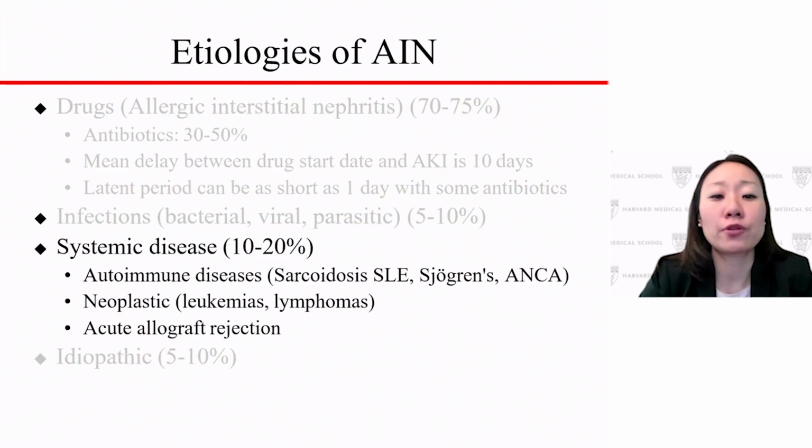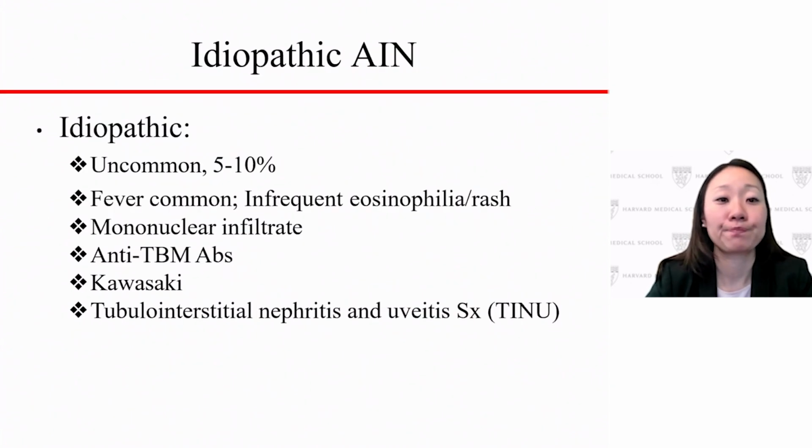Let's move on now to the third major class, which is systemic diseases. As I mentioned earlier, they can be autoimmune, neoplastic, or also acute allograft rejection. And finally, idiopathic interstitial nephritis is uncommon, but in these cases, fever is quite common. And let's go into more detail about one particular type, which is tubulointerstitial nephritis and uveitis syndrome.